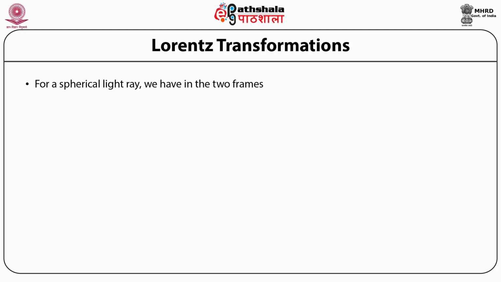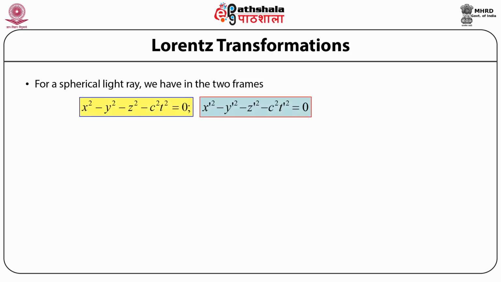Now rewriting this same equation for three-dimensional space, for the frame of reference K, we can write this as x square minus y square minus z square minus c square t square is equal to 0. And a similar equation can also be written in the K prime frame of reference as x prime square minus y prime square minus z prime square minus c square times t prime square is equal to 0. Here it is important to understand that the primed coordinates refer to the K prime frame of reference, while the normal coordinates refer to the K frame of reference.